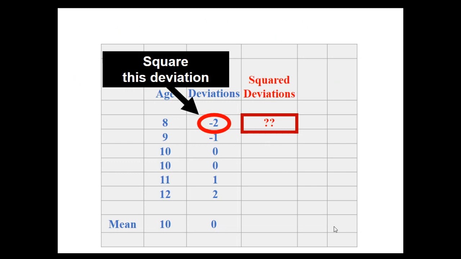So to square -2, -2 squared equals -2 times -2. That's what a square is. You multiply the number times itself. -2 times -2 equals 4. Because remember, a negative number times a negative number equals a positive number. Okay?